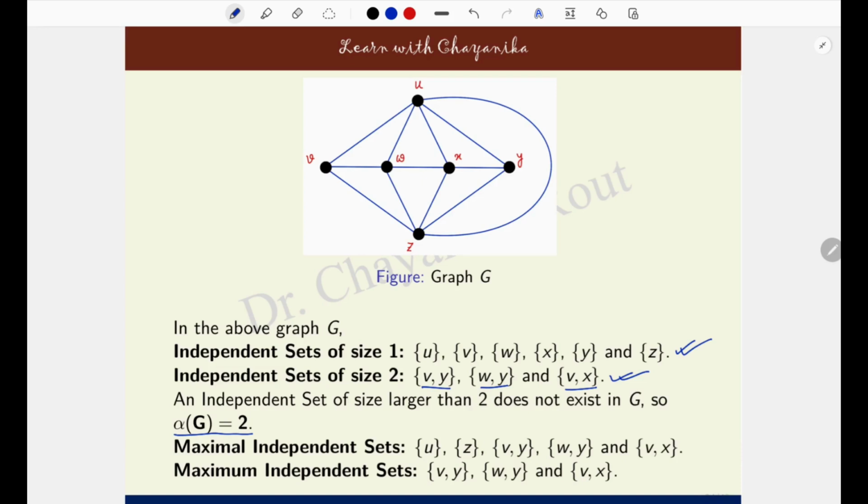The maximal independent sets are all those independent sets which are not contained in any larger independent set. In that sense, U is maximal because U cannot be extended to any larger independent set. V can be extended, W can be extended, X can be extended, Y also can be extended. Z cannot be extended, it is not a subset of any larger independent set, so Z is also maximal. Then all the maximum independent sets are also maximal. So we have 5 maximal independent sets. Just remember, the independence number is determined by the cardinality of the maximum independent set.